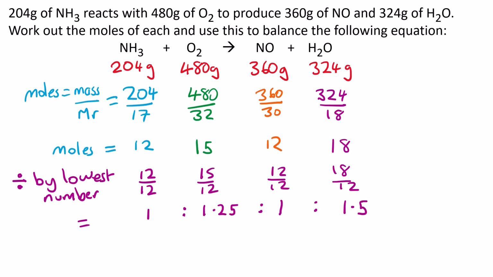That becomes 2 to 2.5 to 2 to 3. Then we'll double it again, and it becomes 4 to 5 to 4 to 6. So we've got the simplest whole number ratio. So all we do then is we could either rewrite the equation with those numbers in front, but in this case I'll simply add those numbers to the formulas in the equation.